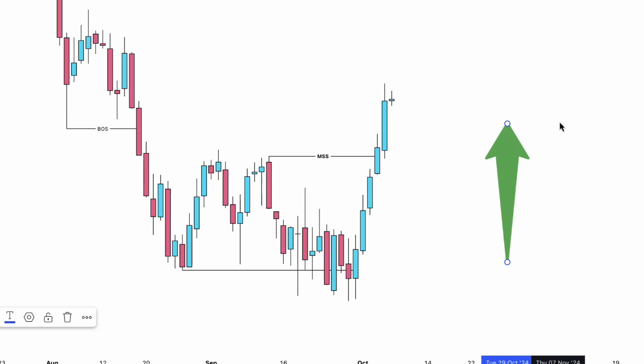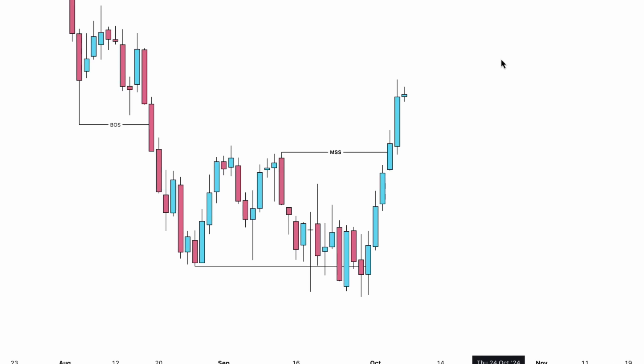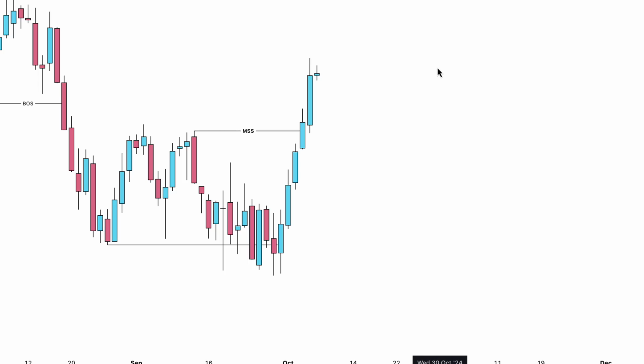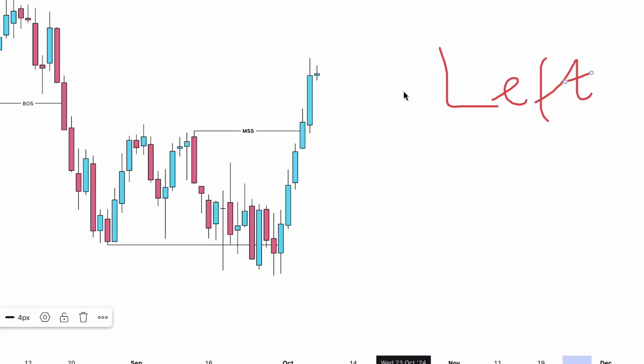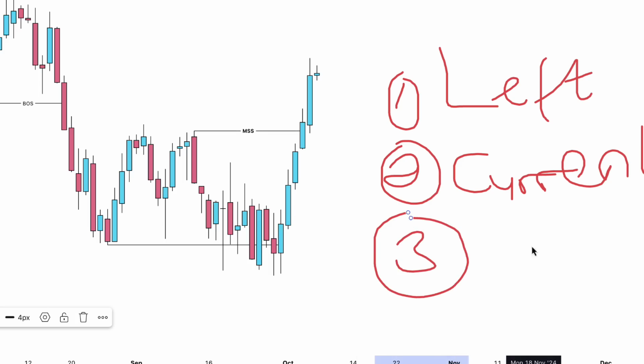So what is your bias for the daily time frame? It is bullish. The next thing to do is to look at where price has traded into. There are 3 things you must establish to get where price is most likely to go. One, where price has left. Secondly, where price is currently, the current position of price. And thirdly, where price is going to.